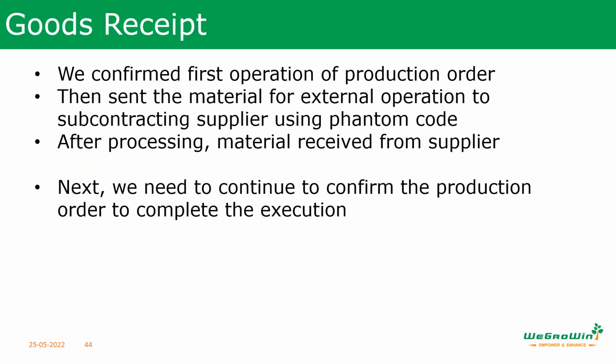So now we confirmed the first operation of the production order. Then we sent that phantom item, the metal, for subcontracting processing. Then we received it back after the operations. Now we have to go to the second operation, and continue like this for the internal or external operations. In one production order itself, all the operations are covered. This means we know completely the status of the operations happening in this production order.